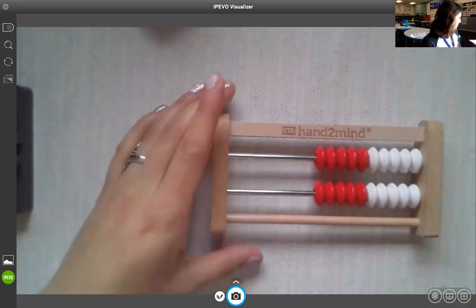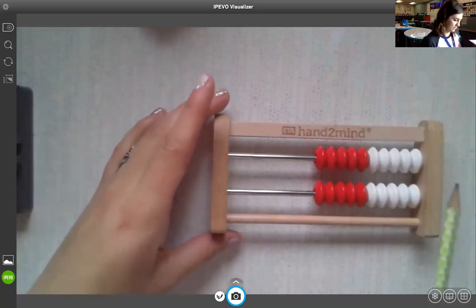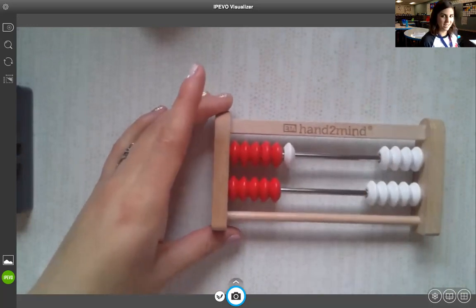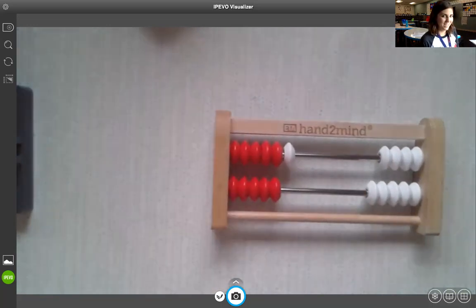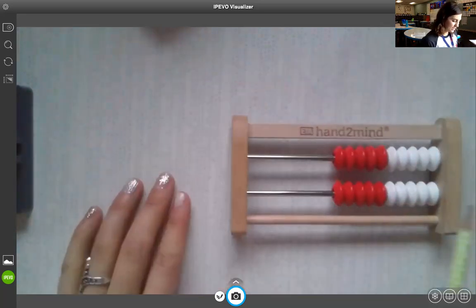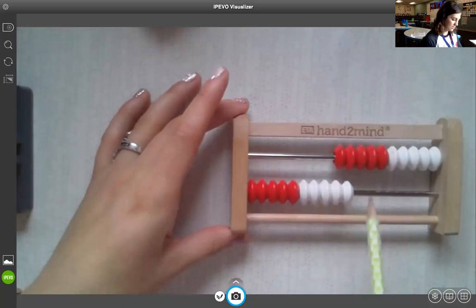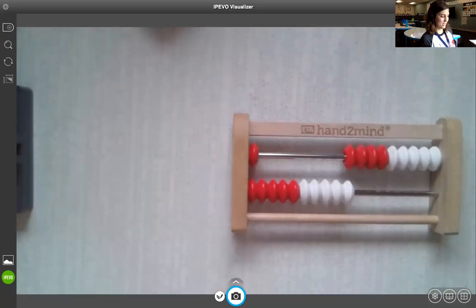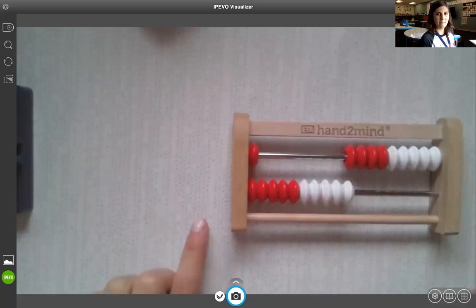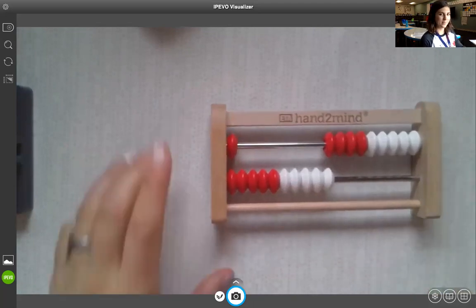Number 9. How many? Take a look. How many on the left-hand side? Good job. And how many? How many on the left-hand side? How many have I pushed over to the left-hand side? Good job.